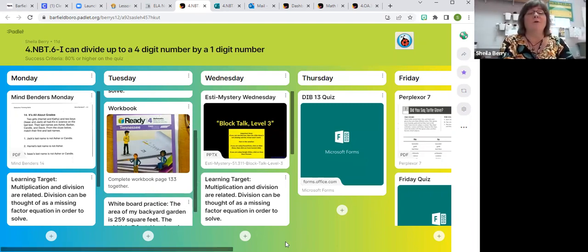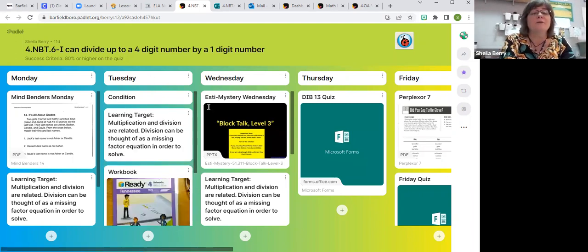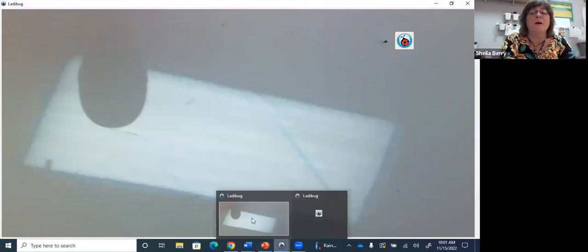I'm going to pull up the whiteboard. I don't know why this thing is doing that. It is not coming up at the bottom. So if I do that, let me come over here. So this is not working the way I want it to.